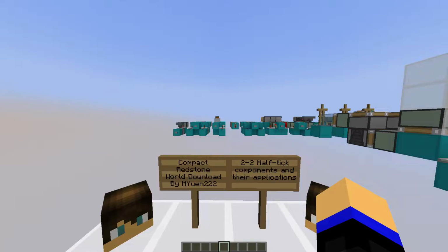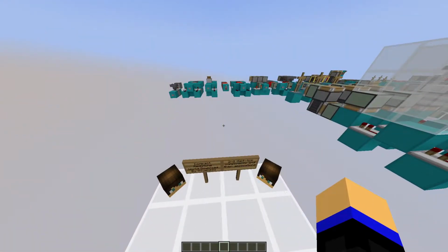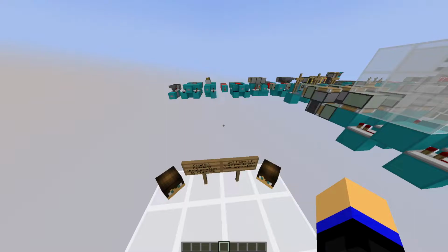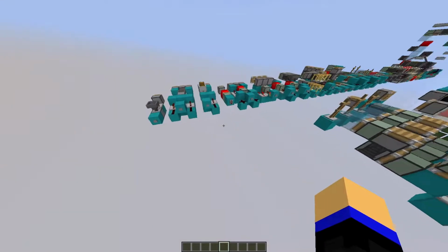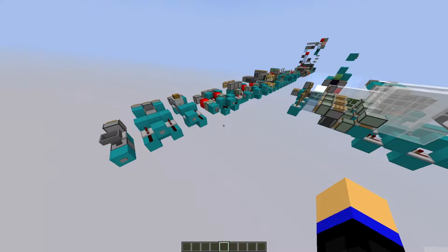I'm MU222, and as the title suggests, we would discuss half-tick components and how you apply them in redstone contraptions. So without further ado, let's get started. The two main half-tick components, or basically game tick components that you would create game ticks from, were introduced in 1.14. But we will also talk about some components that were introduced before 1.14.